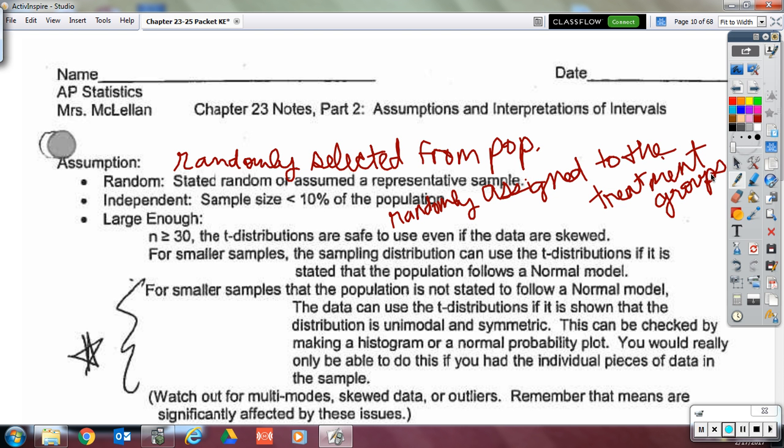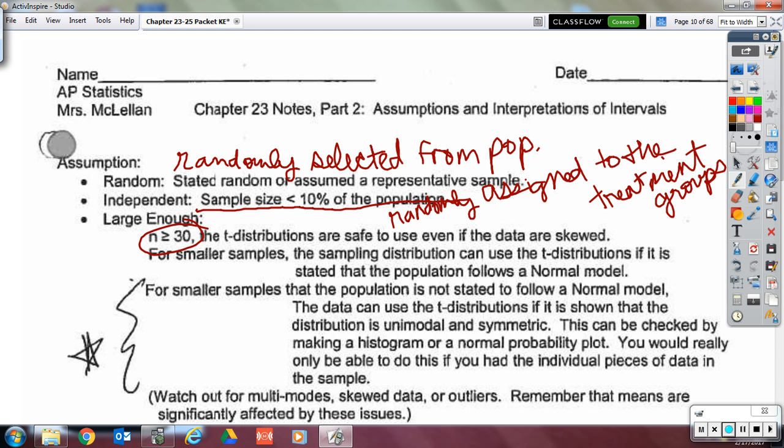All right. Okay, let's take a look at the independent condition. How does this look? Is this different? Sample size is less than 10% of the population. Is that the same? All good. That's the same. Okay, large enough is tricky because it all depends. Mean or proportion. Means is 30.